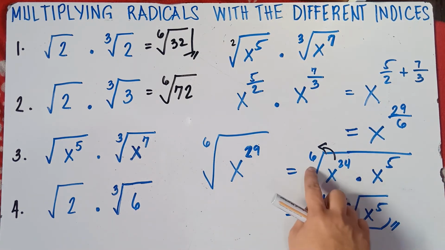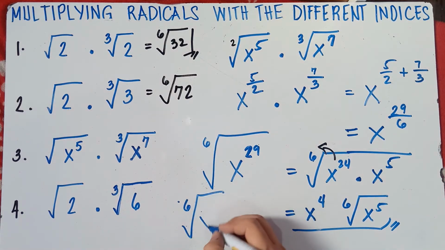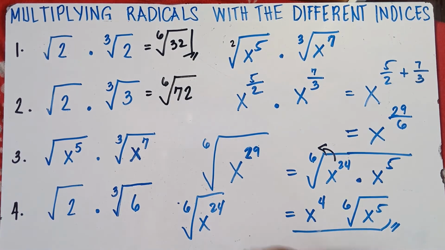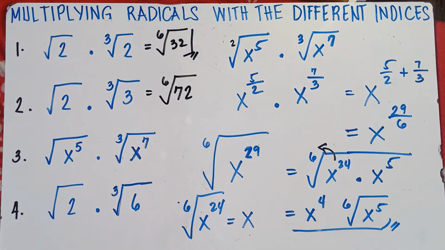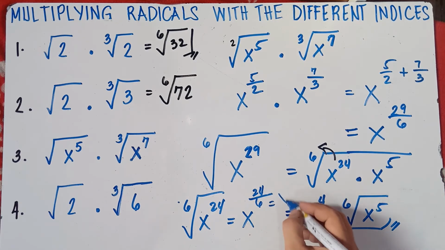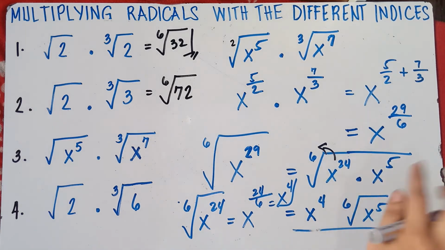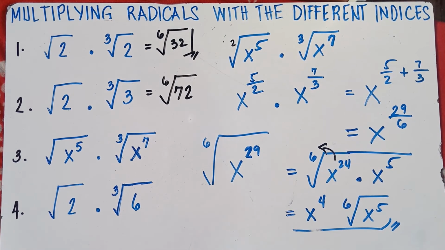Because if you write this one in exponential form, the 6th root of x raised to the power of 24, we can write this as x raised to the power of 24, copying 24 as the numerator, over 6. And we can divide 24 by 6. This will be x raised to the power of 4. I hope you get this one, class, that we put x raised to the power of 4 outside because we can divide 24 by 6. That's why we have x raised to the power of 4. And this will be the answer, class, for number 3.